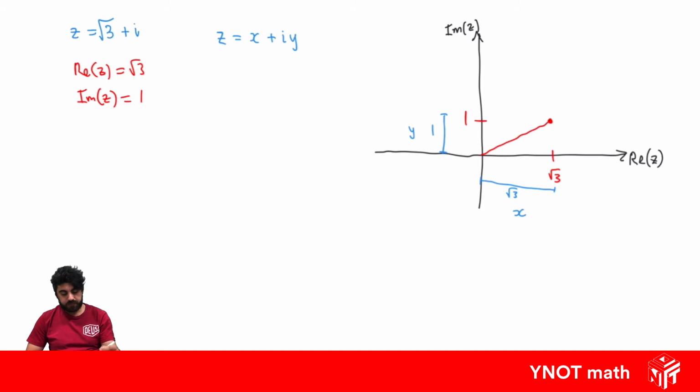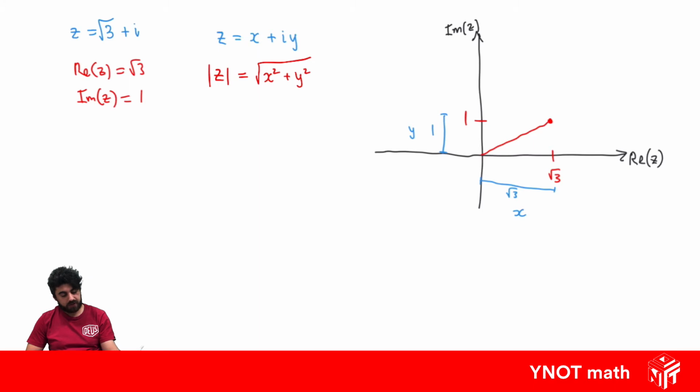So if we know the real part and the imaginary part, we could work out the distance from the origin to that point just using some simple Pythagoras. And that distance we call the modulus. And we give it the symbol with an absolute value. So we can say the modulus of z is the distance from the origin to that point. And using some simple Pythagoras, that's just going to be the square root of x squared plus y squared.